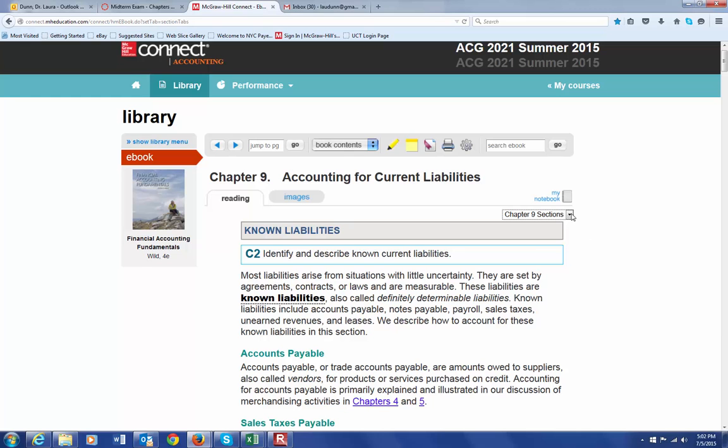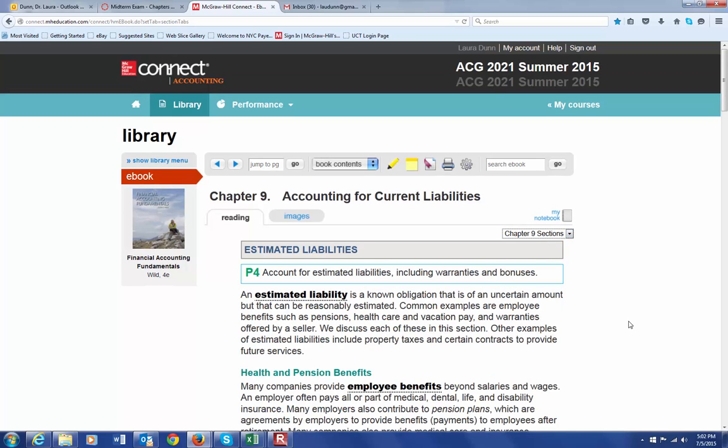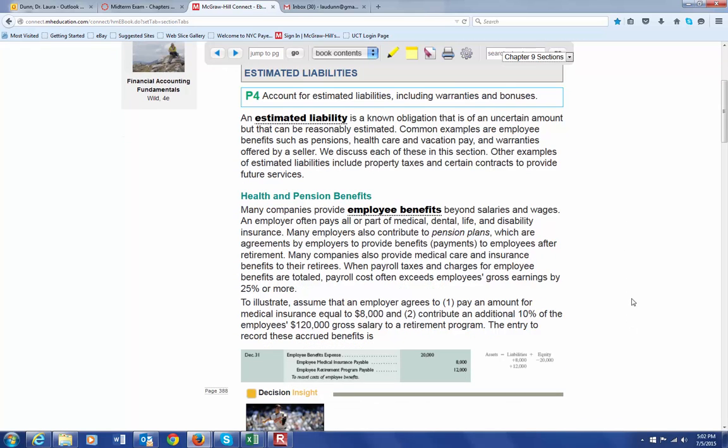All right, let's turn to estimated liabilities. Some of the things that we need to record in our financial statements, we have to estimate because we don't know the exact amount that is going to be owed. And some common examples of that are employee benefits like pensions and health care and vacations, things that we don't know exactly what it's going to be because we don't know how many people are going to retire, we don't know what the health care costs are going to be, things like that.